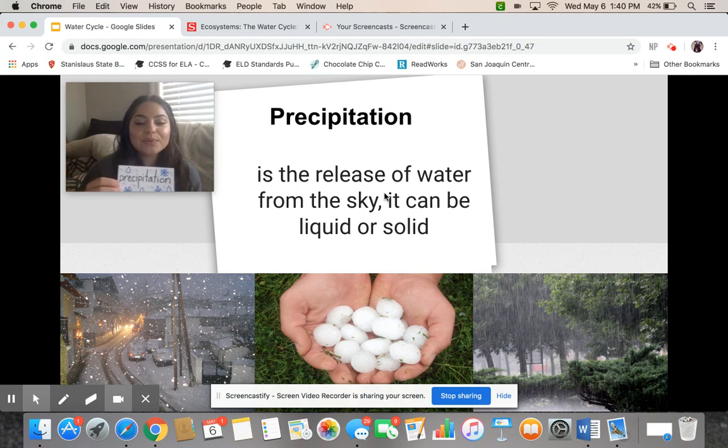Precipitation. The release of water from the sky. This can be a liquid or a solid. So in my picture, you can see it has snow, it has hail, it also has rain.